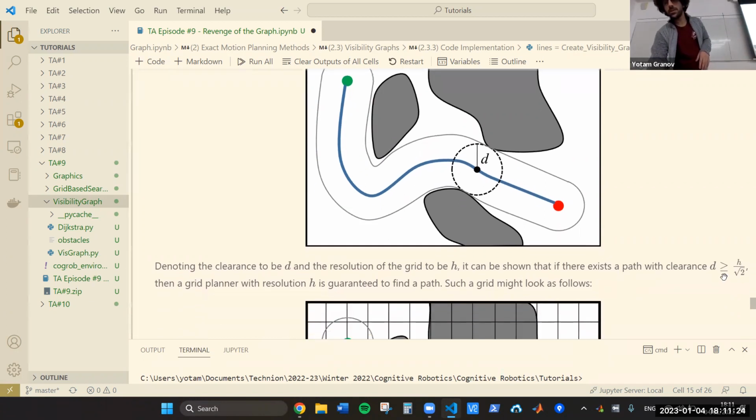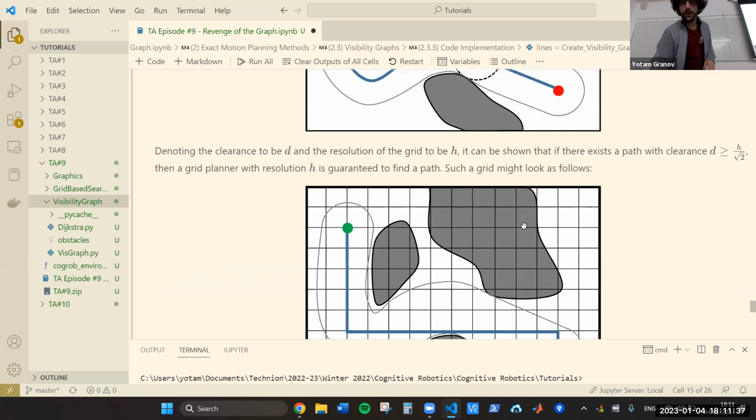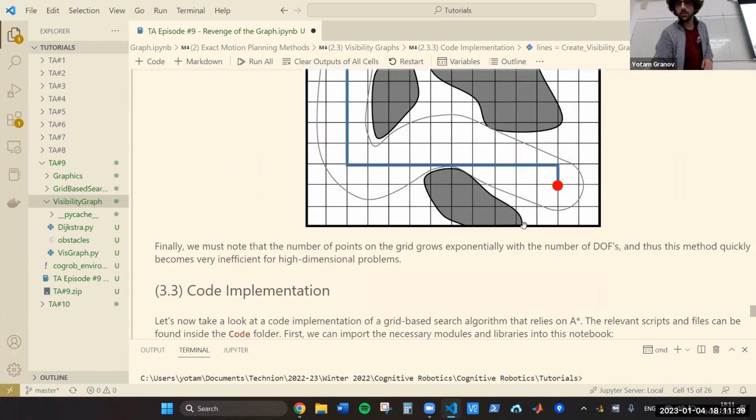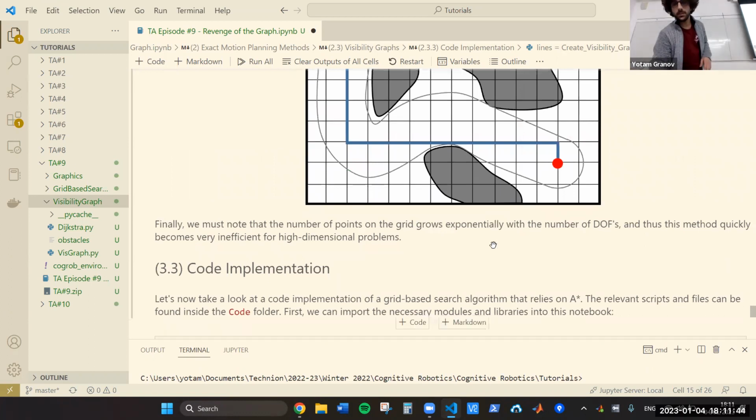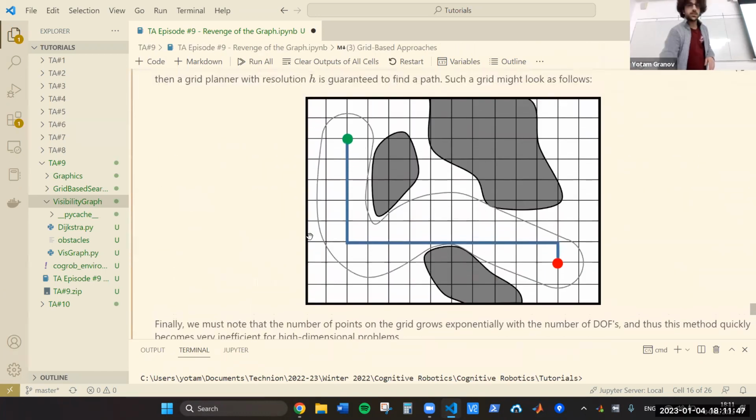So we can set the lower bound to being that the clearance should be greater than h over square root 2. I'm not going to put the proof here. But if we apply that, we see that we get a resolution small enough, and now the grid search will work. I'll have a path along my grid that goes from the start to the goal, and all is good, and I am guaranteed to get a solution if one exists in this case.